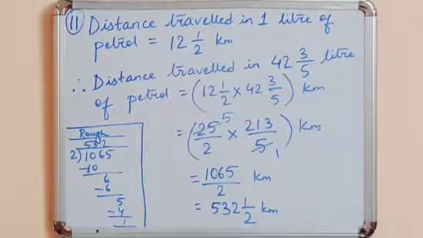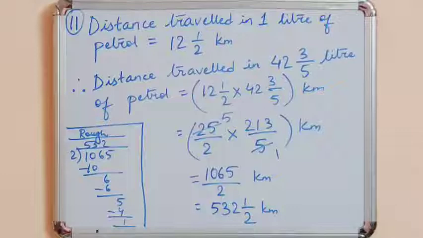Now let us look at question number 11. A car can travel 12 1/2 kilometer in 1 liter of petrol. How much distance can it travel in 42 3/5 liters of petrol?